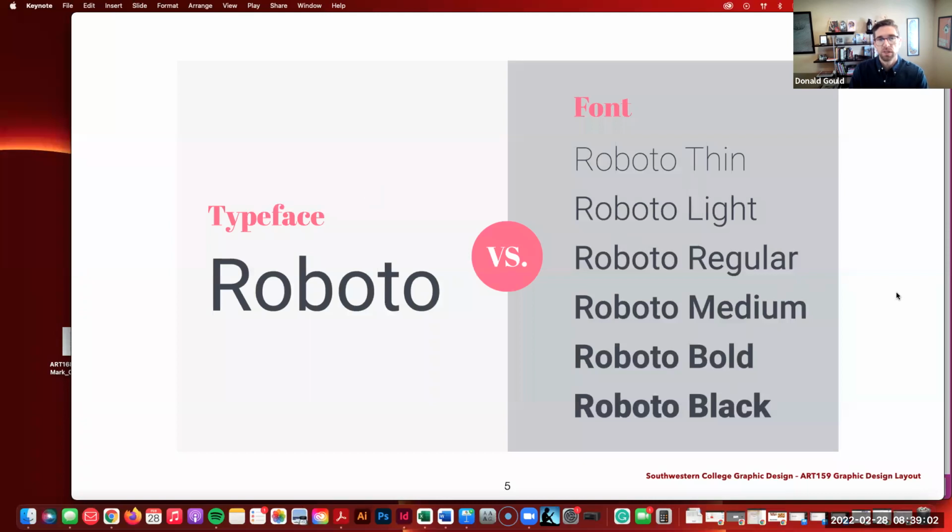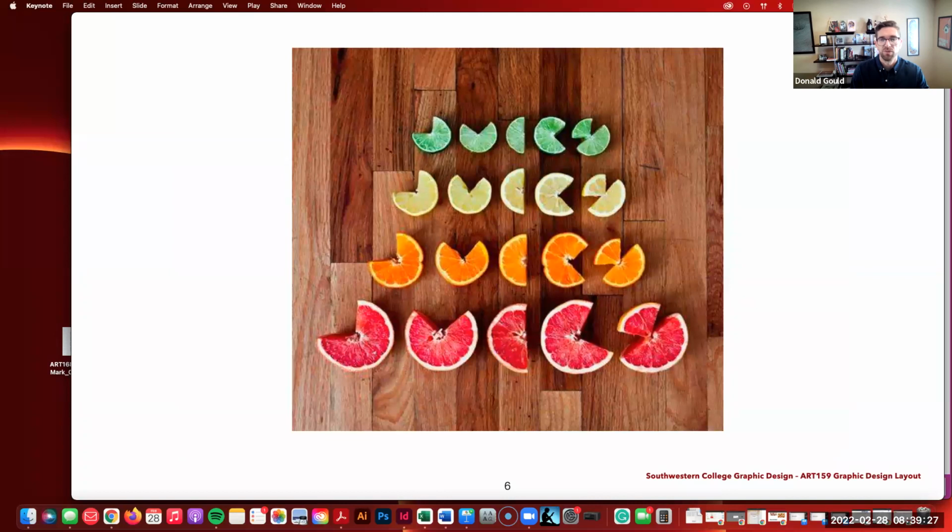So when you are referring to a font that you're using within your design, you're referring to something that is very specific. You're not referring to just the entire typeface itself. You're referring to a specific style of that typeface. You might be referring to a bold version of that typeface or a light version of that typeface, right? So those fonts are a little bit more specified than the actual typographic form itself.